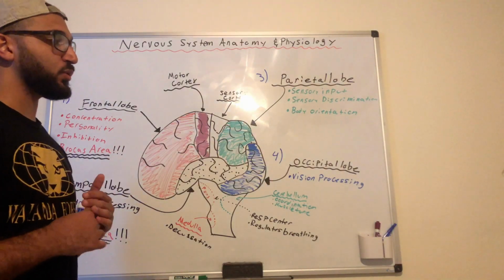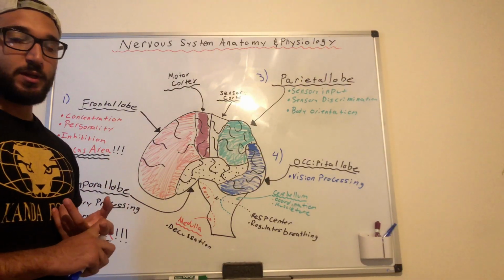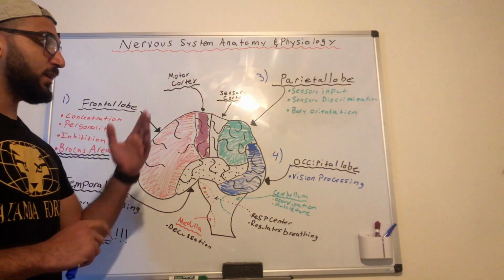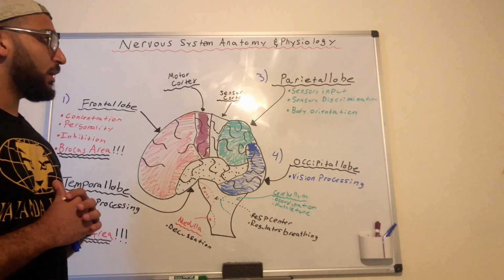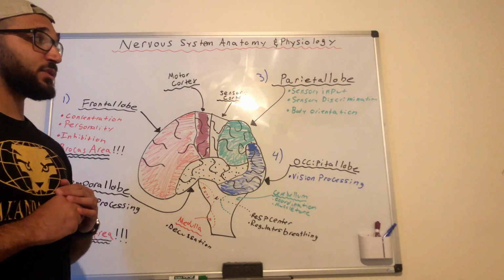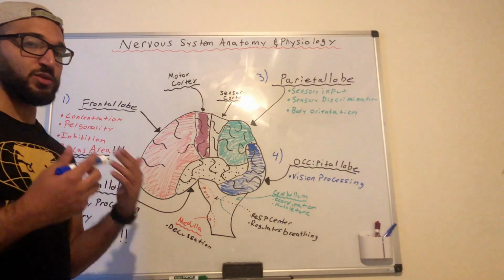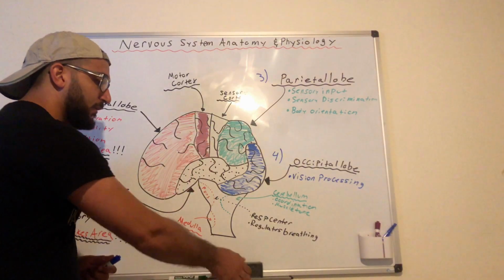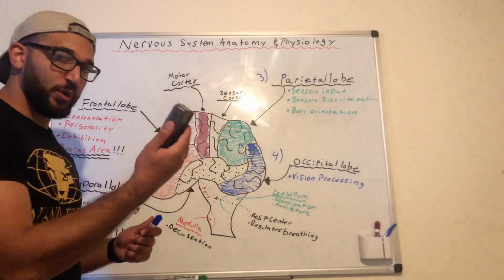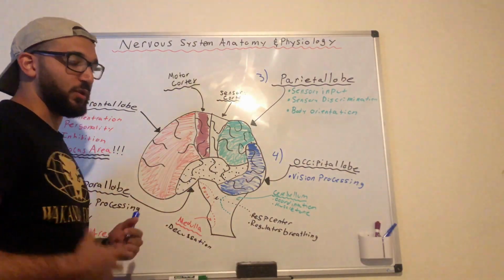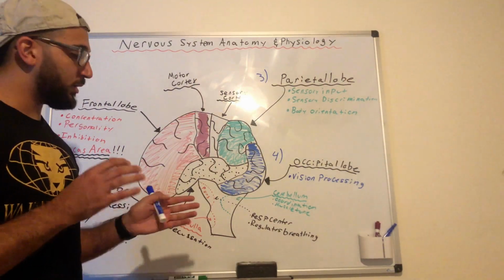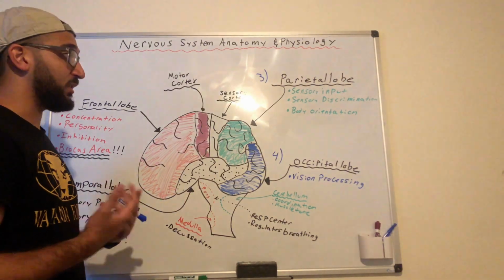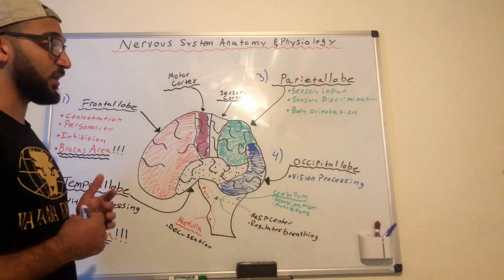The parietal lobe is where sensory input is registered, sensory discrimination is registered, and where body orientation is. Sensory discrimination allows you to understand what a marker feels like versus what an eraser feels like. You are able to discriminate what each object feels like within your sensory cortex.